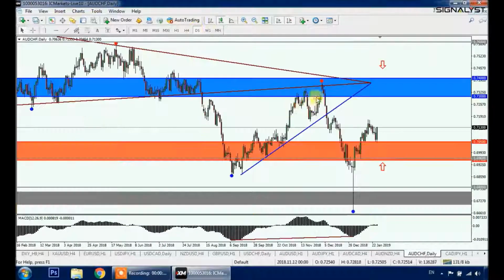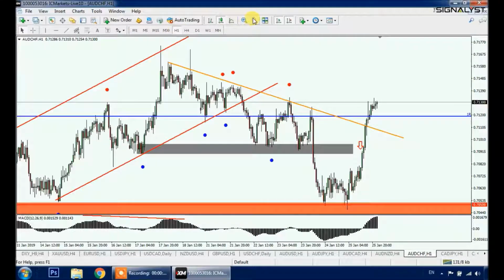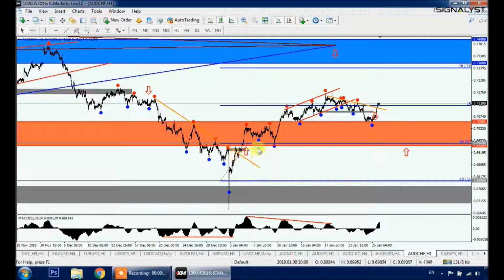AUDCHF, on daily we have a big momentum candle engulfing the last two candles, pushing price away from our red zone. On H1 we had an entry opportunity here like 2 weeks ago because of this objective trend line, divergence, and rejection zone in gray. It's now running with about plus 1R.